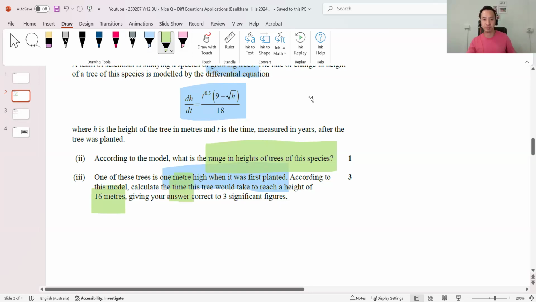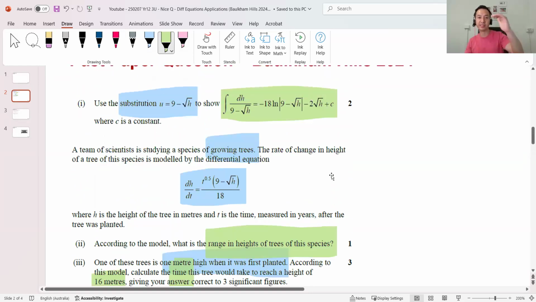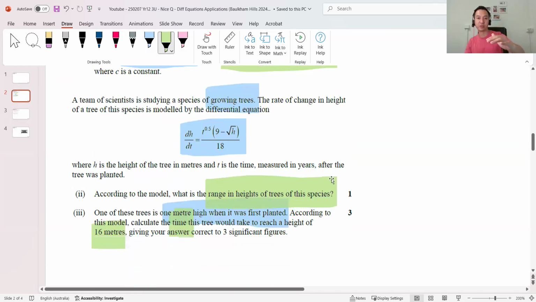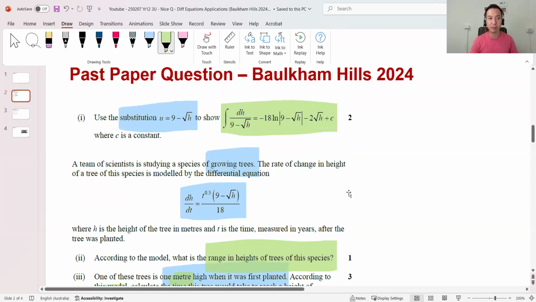Okay. So the flow of the question is, let's integrate, and then for part two, it feels like we're just going to find the range of heights, and then part three, your classic application question where we integrate that differential equation to make t the subject, or find h also, and then find time. Okay, cool. Let's do part one.